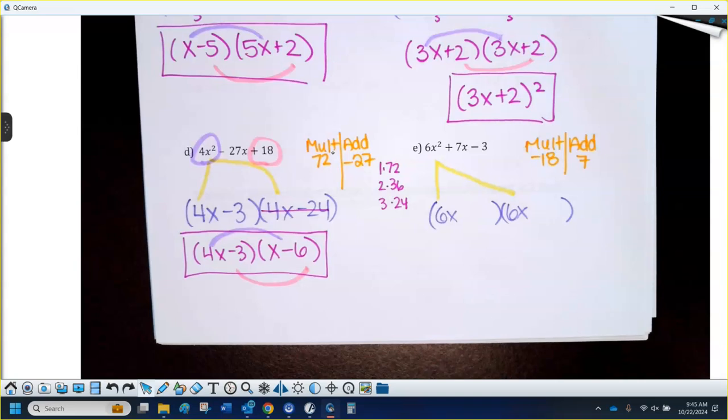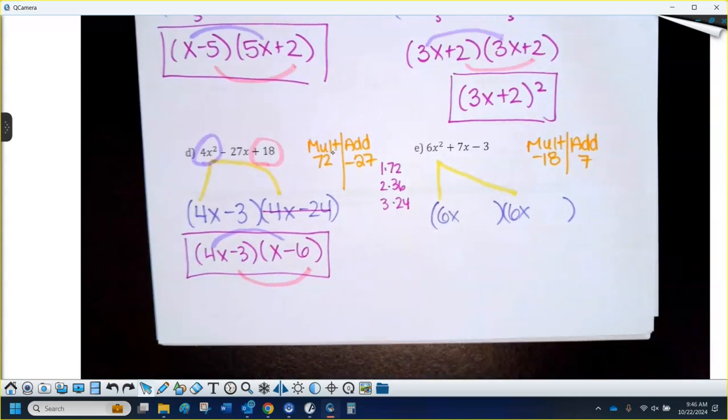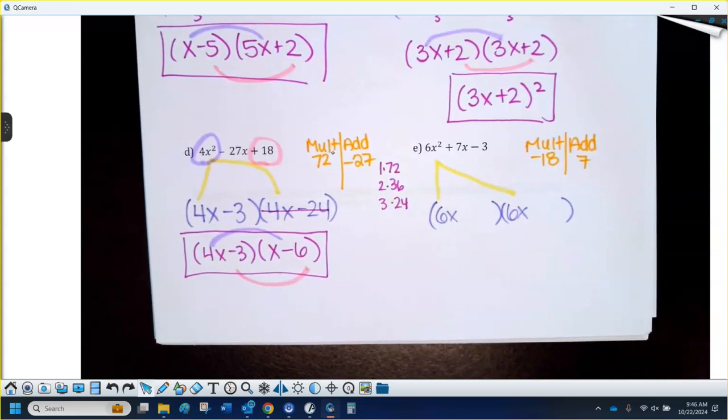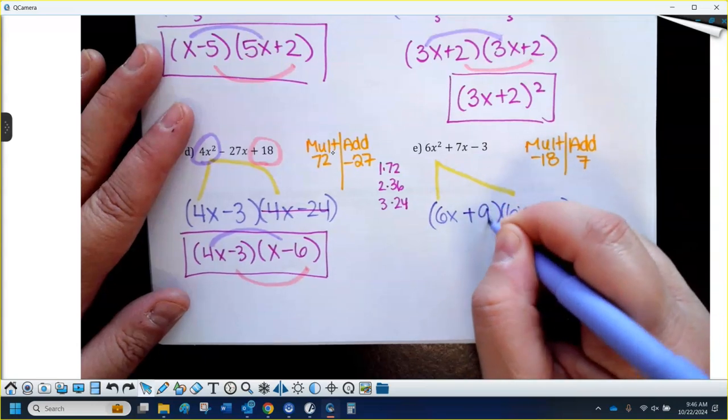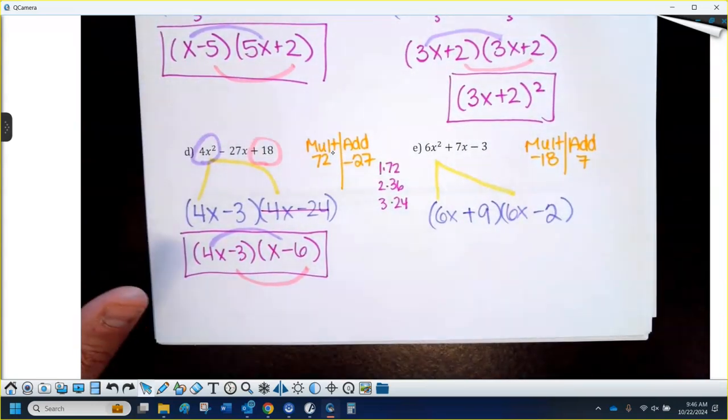If you have to multiply to get a negative number, one value has to be positive and one value has to be negative. I want to add up to positive 7. Can anybody think of those two numbers? Multiply to get negative 18, but add to get positive 7? Ethan, what do you think? Perfect. It's got to be a positive 9 and a negative 2.